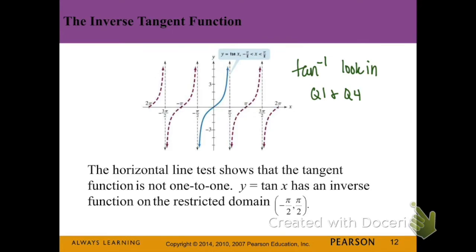Now we're looking at the inverse of tangent. So likewise, we have to restrict our domain of tangent so that we have a function whenever we find the inverse. So the inverse of tangent, our answers are only going to lie in quadrants 1 or 4 due to that restriction. So tangent and sine both use quadrants 1 and 4. Cosine's the only one that uses quadrants 1 and 2.